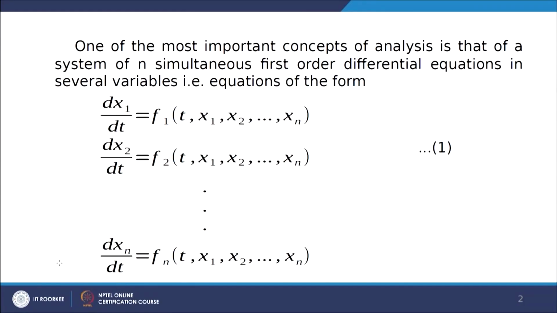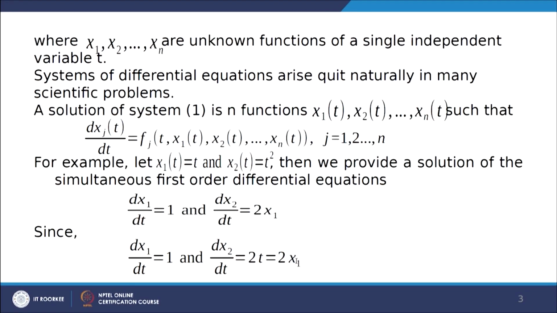One of the most important concepts of analysis is that of a system of n simultaneous first order differential equations in several variables. Such a system can be expressed as dx1 by dt equal to f1(t, x1, x2, ..., xn), dx2 by dt equal to f2(t, x1, x2, ..., xn), and so on. The nth equation is dxn by dt equal to fn(t, x1, x2, ..., xn). Here t is the independent variable, and x1, x2, ..., xn are n dependent variables of the independent variable t.